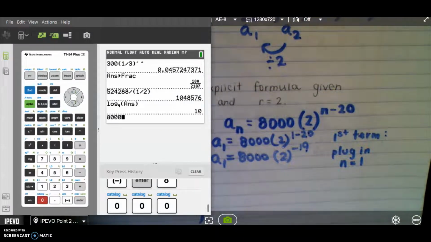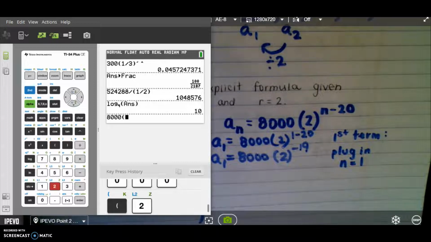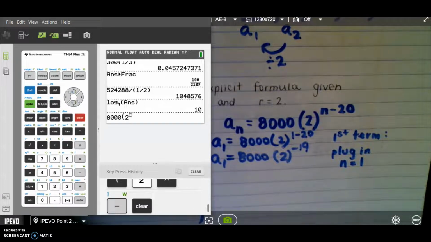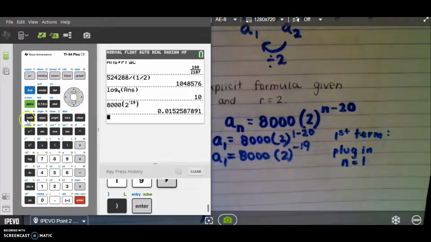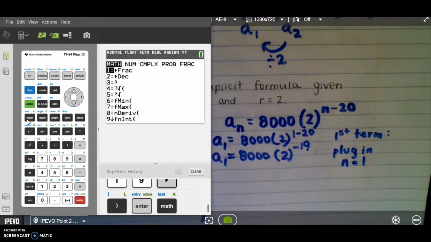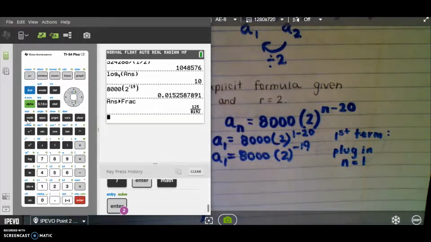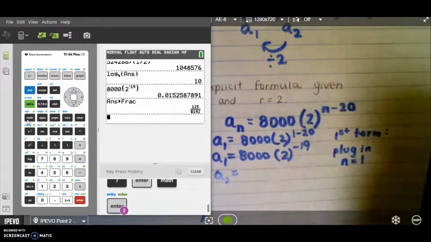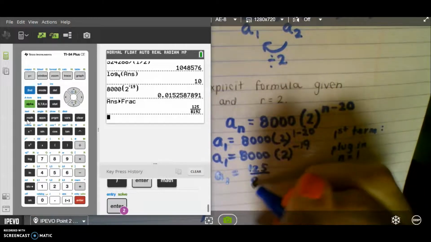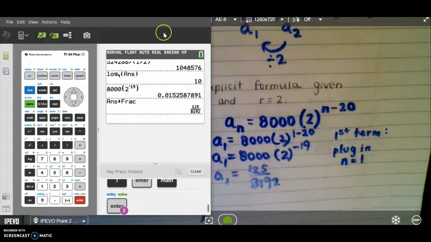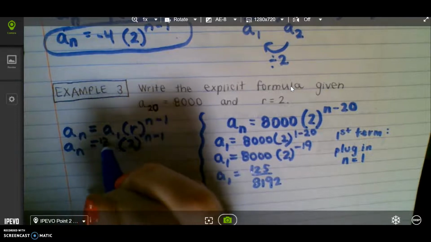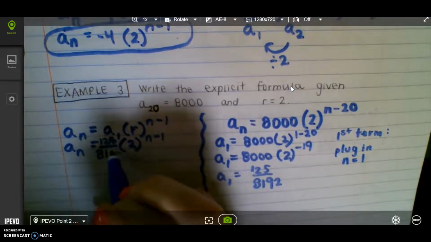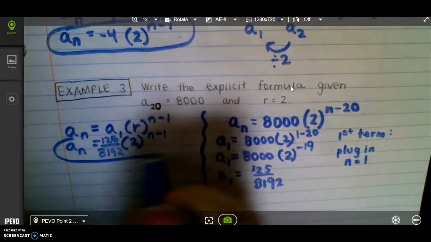So 8,000 times 2 raised to the -19. It's a decimal. Convert it to fraction form by pressing math frac. There's my first term. A sub 1 equals 125 over 8192. So now I can finish my explicit formula. I gotta write small. 125 over 8192 times 2 to the n minus 1.